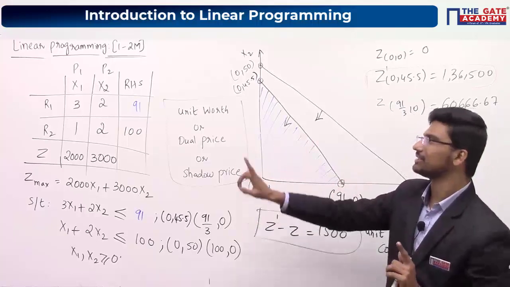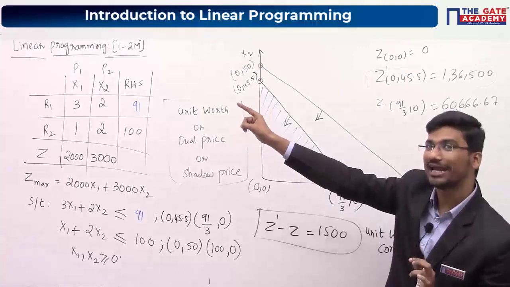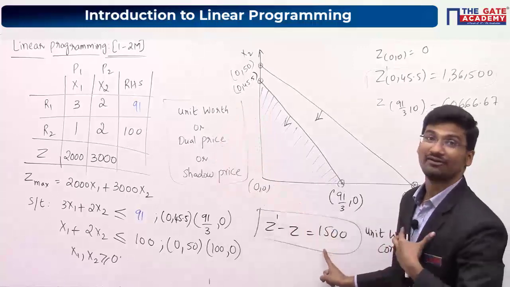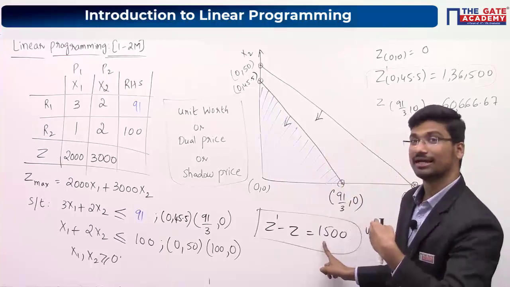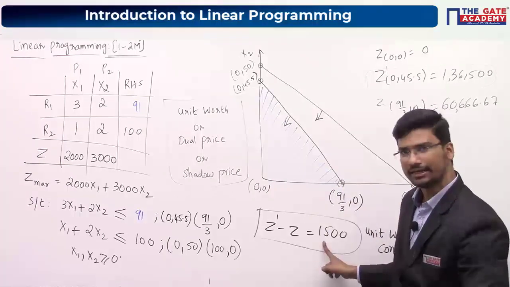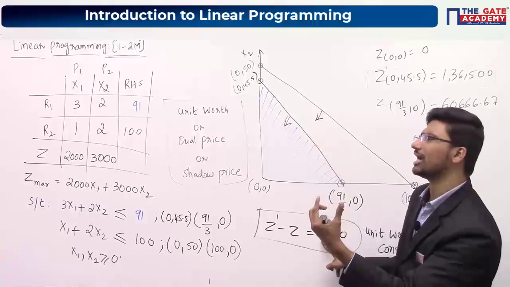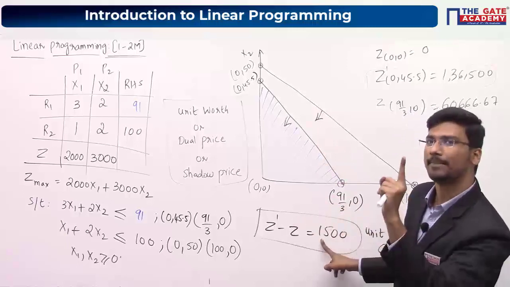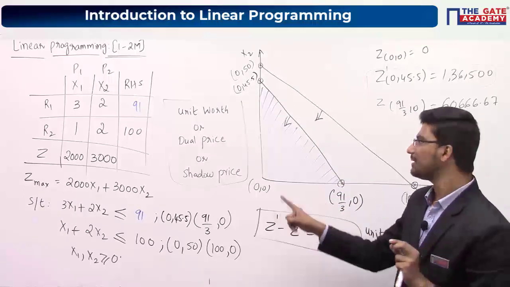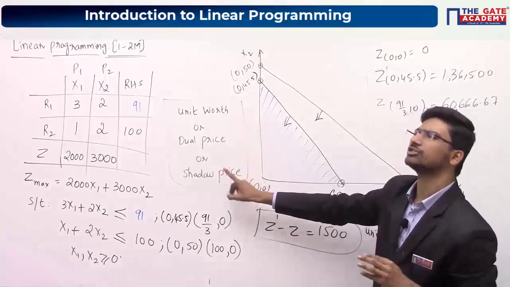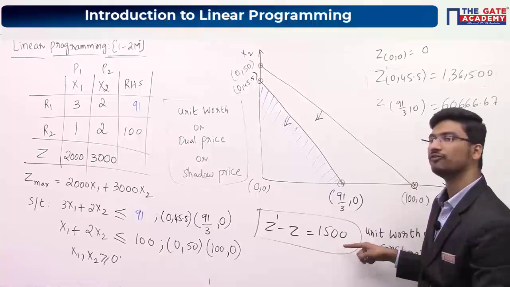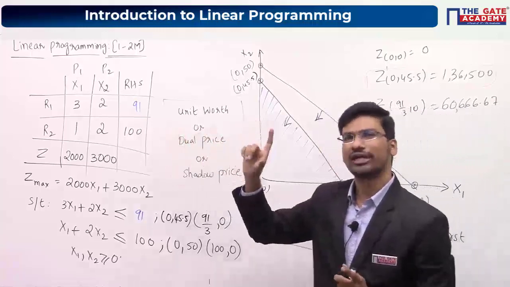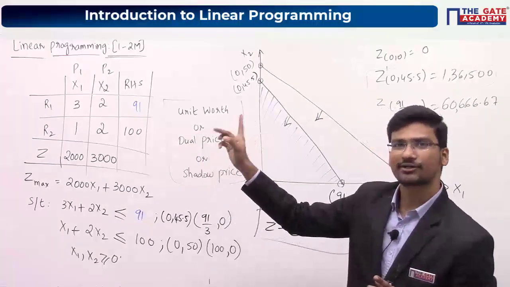In the sense, if I am making that 90 to 89, what will happen? I will be getting a loss of 1500. If I am increasing my resource, I will be getting an extra profit of 1500. If I am decreasing my resource, I will be getting a loss of 1500 per unit. So this is the meaning of unit worth, dual price or shadow price. So this is your unit worth or dual price or shadow price of resource R1.